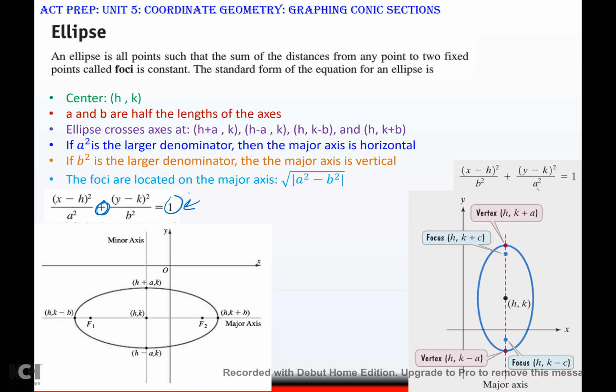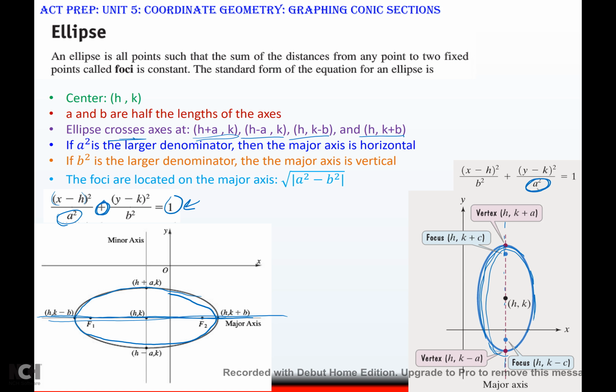Okay? Then the next thing you have to look for is which one is bigger. If whatever's underneath the x binomial being squared is bigger, then your ellipse will be elongated horizontally. In other words, your major axis will be running horizontal. If whatever is underneath the y binomial is bigger, then your ellipse will be elongated vertically. In other words, its major axis will be a vertical axis. Okay. You can figure out where your ellipse crosses with these formulas.